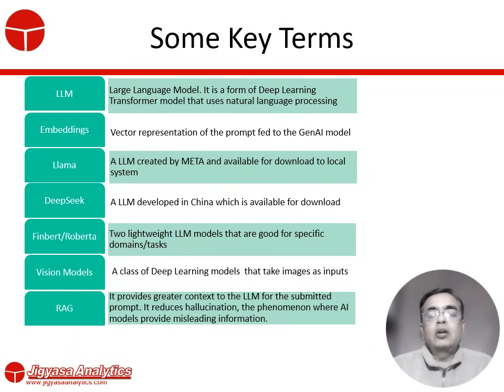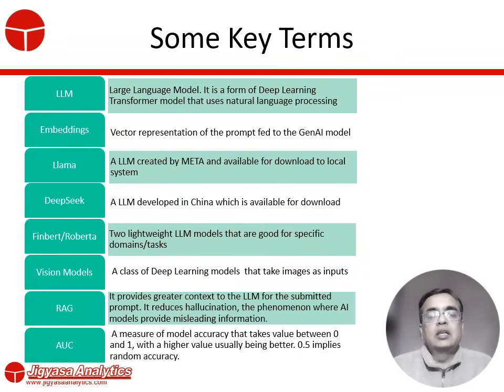RAG. My colleagues will spend more time on RAG, but it provides greater context to the large language model for the submitted prompt. And so it reduces hallucination, which is the phenomenon where an AI model provides misleading information largely because of lack of context. And AUC. AUC is a measure of model accuracy that takes a value between 0 and 1, with a higher value generally considered to be better. A value of 0.5 implies a random result.